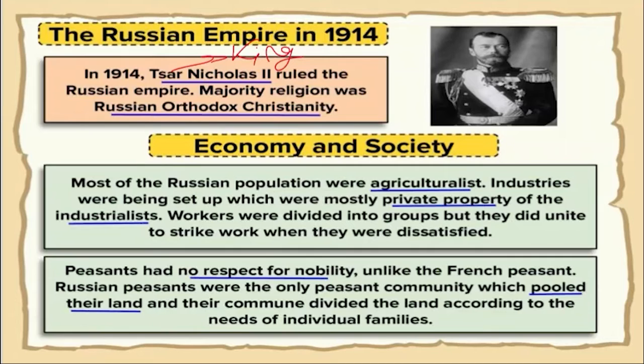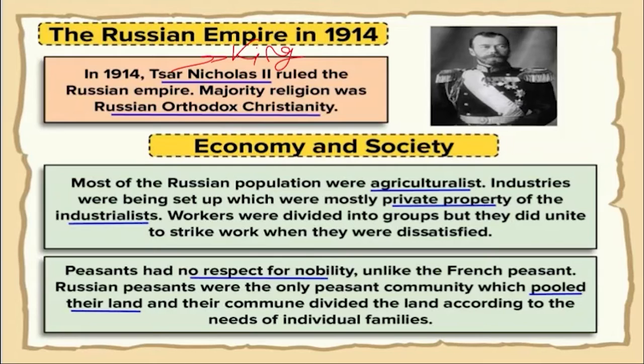Karl Marx said that we do not want private property, but still almost all the factories which were there were private property. Now workers were divided into groups. They did unite to strike work when they were dissatisfied. Workers were divided based on their clothing, how much they worked, and their background. But when all of them were in trouble, they even united together.